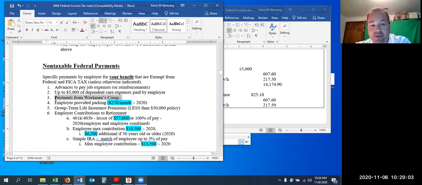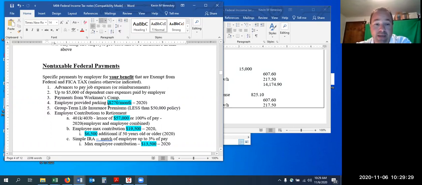This is one of the ones that people get confused on. Workman's comp. If you get hurt on the job or sick on the job, and it's from the working conditions, then the money that you get paid out of workman's comp is not taxed. So that's a nice little benefit. Unemployment, though, that's the two that get confused. Unemployment is taxed.